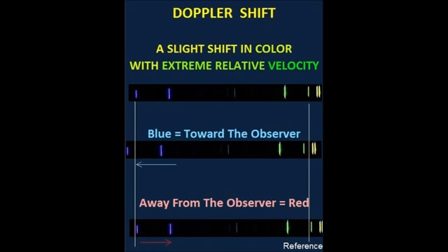This is a slight color shift that a high-resolution spectrograph can measure, such as the Echelle spectrograph mentioned in our first video. A shift to the red means the object is moving away from us, and to the blue means that it's moving toward us.